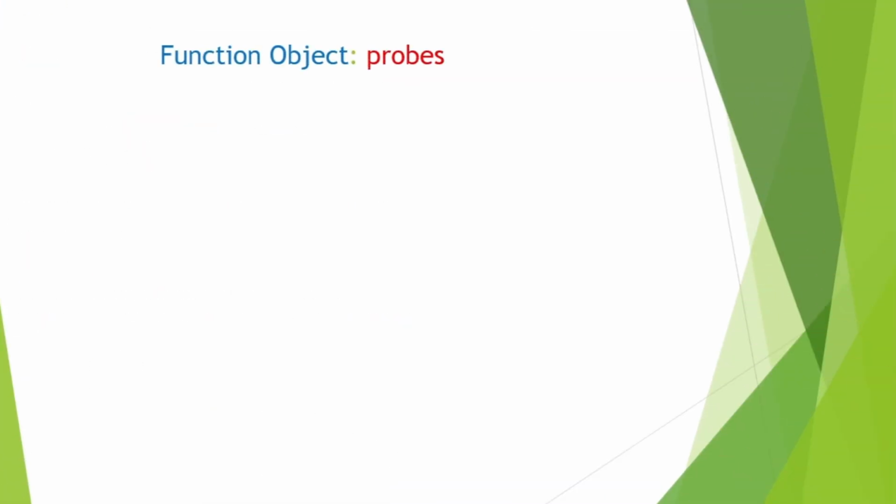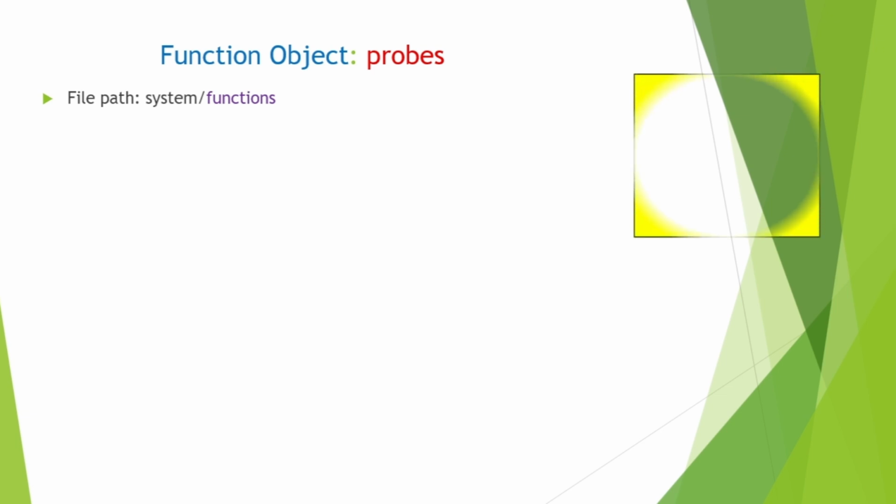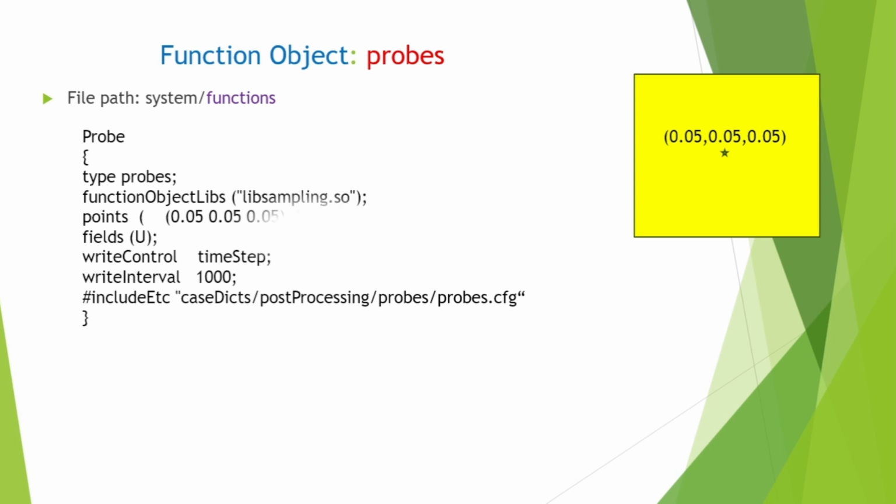Now let us add the function object for probes in file functions. The corresponding function object is probes. Let us take a single point in the lid driven cavity domain. This is the midpoint of the domain. So the block for the function object probes will be something like this. This is again the name which we can give as we need, like probe 1, 2, 3, something like that. Then the type is probes.